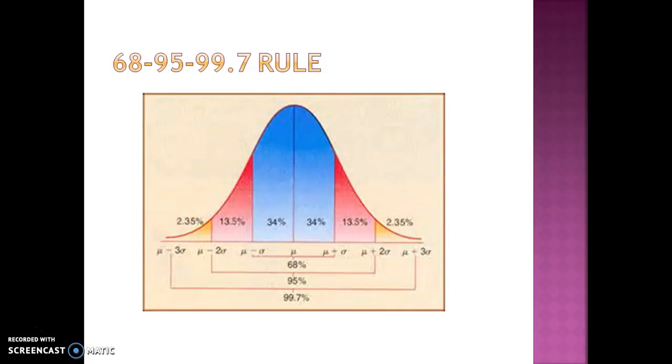This is something you did in Algebra 2, or should have done in Algebra 2: the 68, 95, 99.7 rule. Those are the percentages of the amount under the curve between 1, 2, and 3 standard deviations from the mean. The mean is in the middle, and if you go 1 standard deviation above and 1 below, you end up with 68% of your data. If you go 2 standard deviations, you end up with 95% of your data. And if you go 3 standard deviations away from the mean, you end up with 99.7% of your data. Since it's symmetrical, those can be broken down into 34, 13.5, and 2.35 going away from your mean, as you can see there.